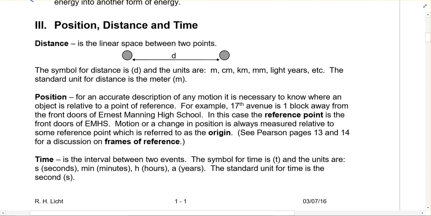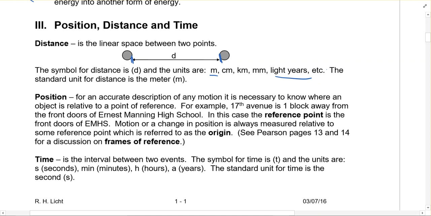First off, we're going to start out with position, distance, and time. Just a few vocab words. Distance, which seems pretty straightforward, is the linear space between two points. So the distance is from there to there. We measure distance in things like meters and centimeters. A light year is also a measure of distance.